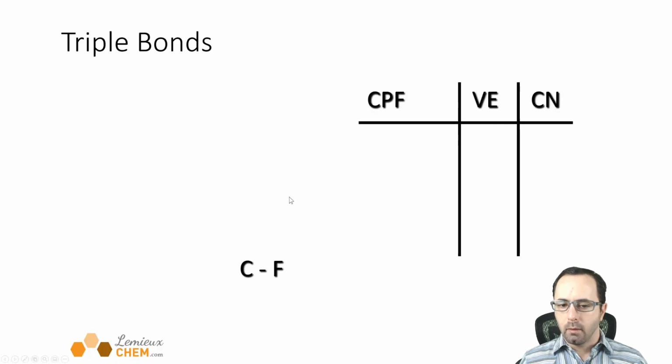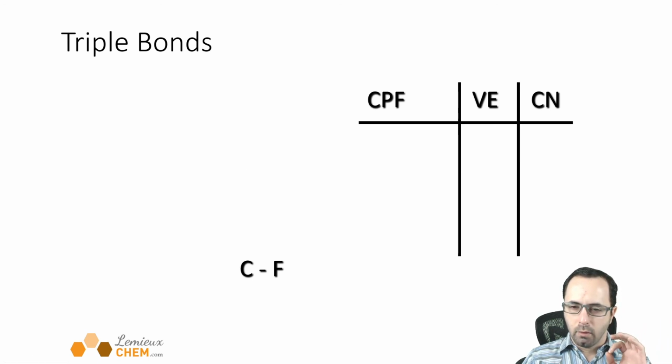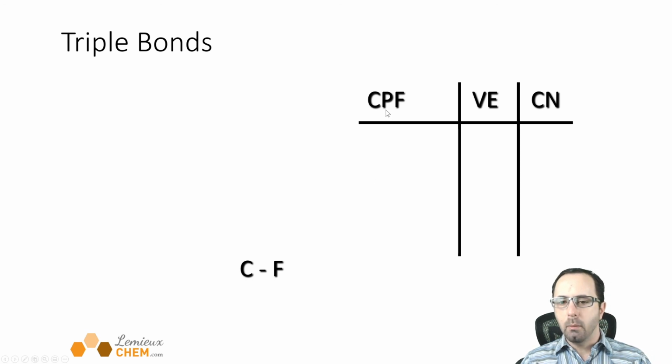Okay, so I'll draw the skeleton structure anyway. So let's follow our 5 steps here. Remember the first step: always count the valence electrons first. So we've got CPF, 1 carbon, 1 phosphorus, 1 fluorine.